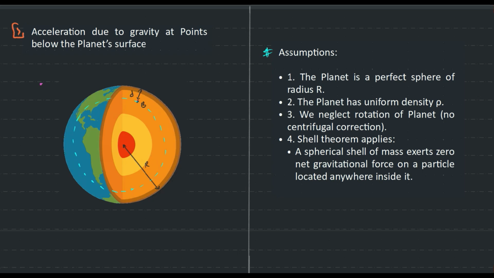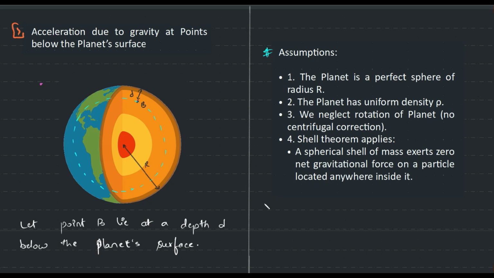Okay, so let's come back. So we are considering, let point B lie at a depth D below the planet's surface. So this is the setup.